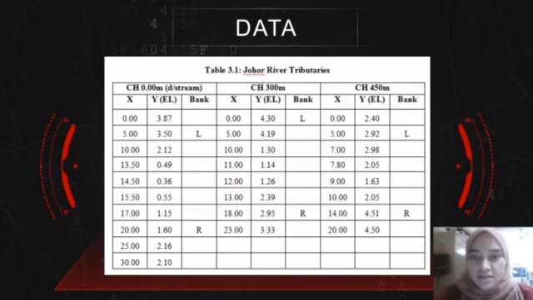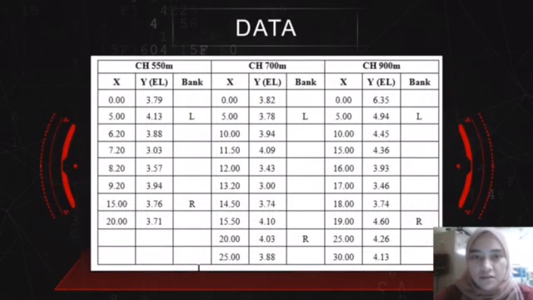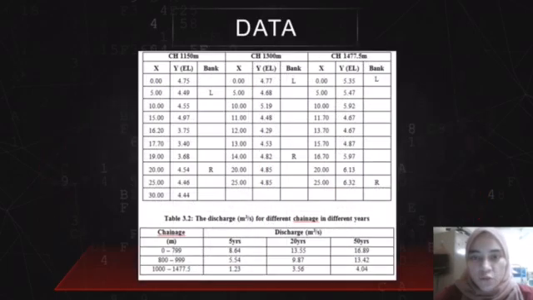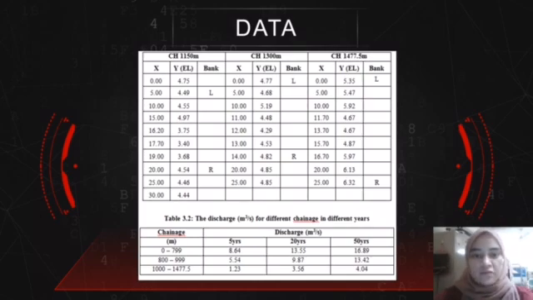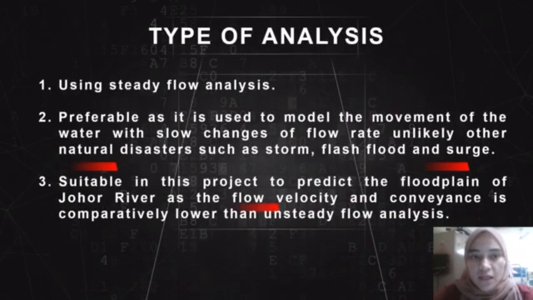This is the data for our group in Johor River tributaries, started from downstream until upstream, which is for channel 1277.1 meter. The discharge for different years is also given for the project. And the type of analysis is that we are using a steady flow analysis.